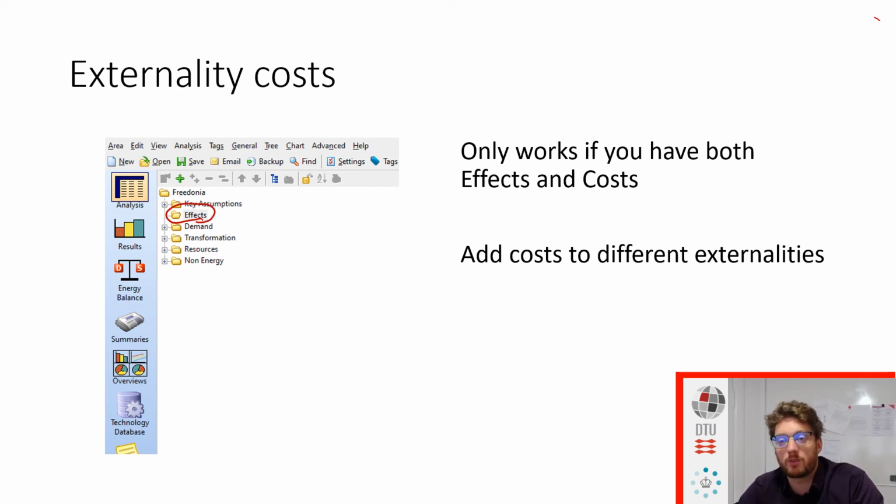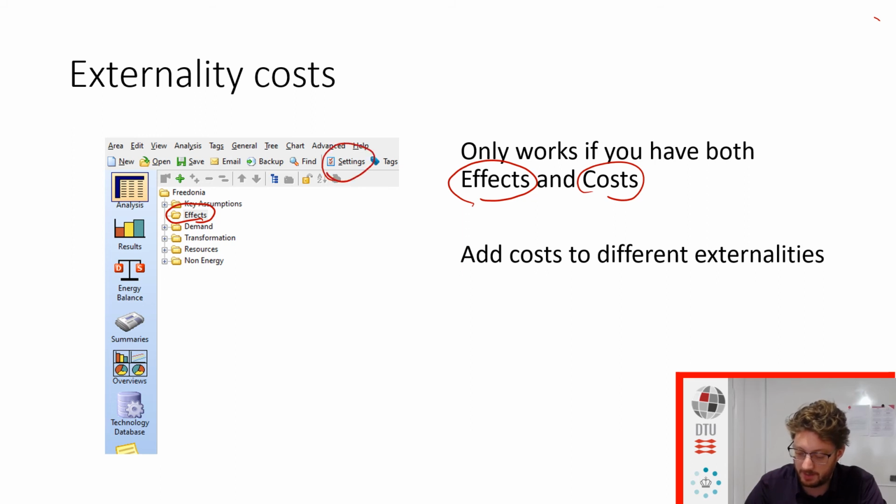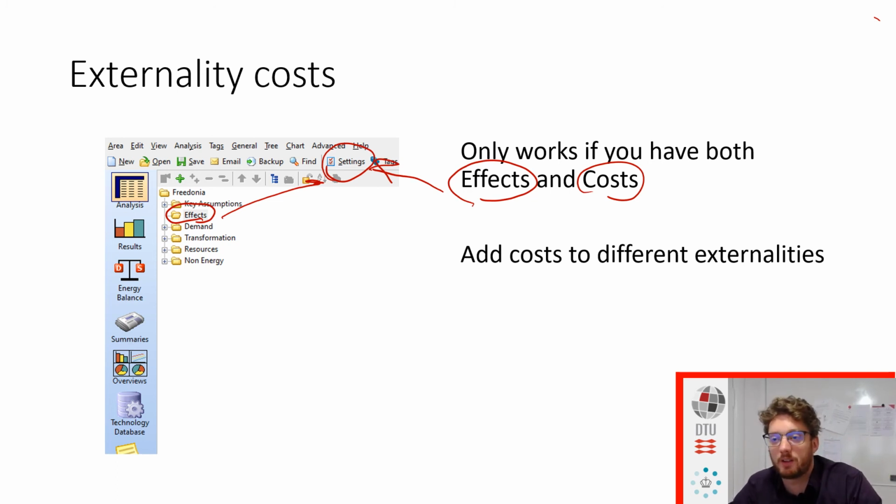And we only get this if you have both the effects parameter and the cost parameter turned on up in settings. So that's how you get this. If it's missing, even though you have cost, it's because you haven't applied effects, and vice versa. Now, we want to add the cost to the different externalities.